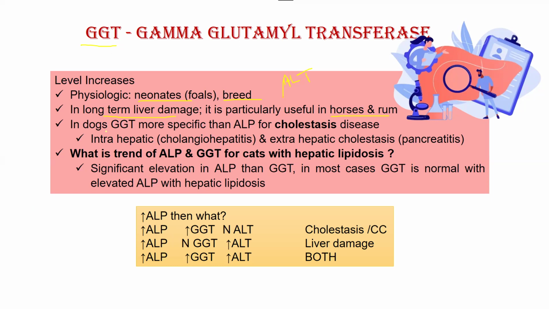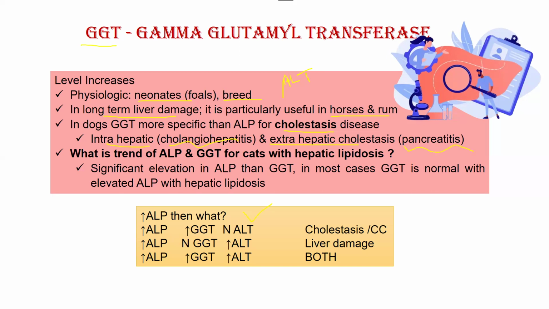Next thing, again very important: in dogs or other animals, GGT is more specific than ALP for cholestasis disease. And it can be any intrahepatic or extrahepatic cholestasis. Intrahepatic will be due to reasons like cholangiohepatitis, and extrahepatic can be due to reasons like pancreatitis. Now come to this box.